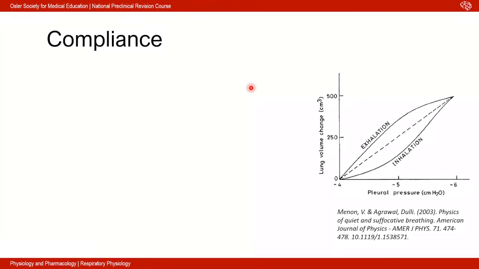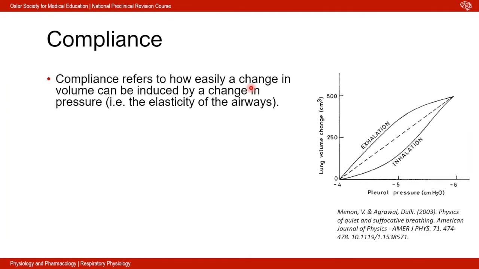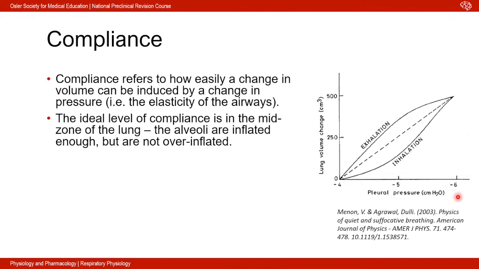So we're going to be talking about compliance now. And this basically talks about how stretchy the lungs are. So how easily a change in volume, as we can see on the y-axis here, can be induced by a change in pressure on the x-axis. So the ideal level is actually in the middle of the lung. And the alveoli here are inflated enough, but they're not overinflated.